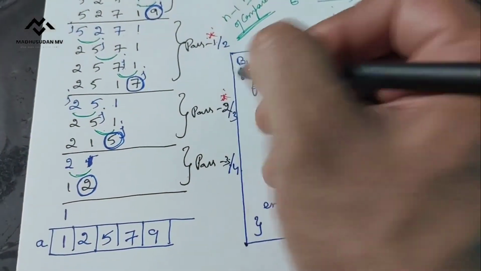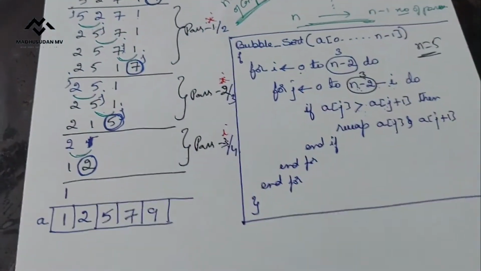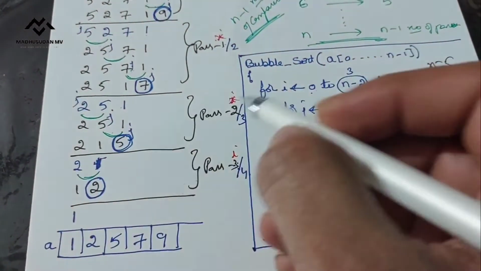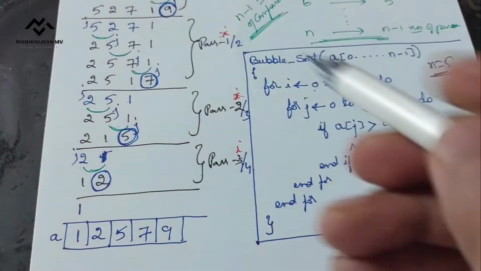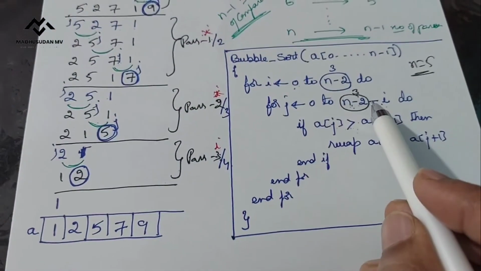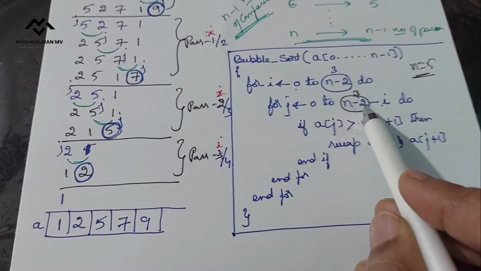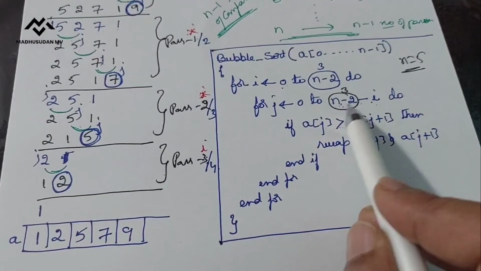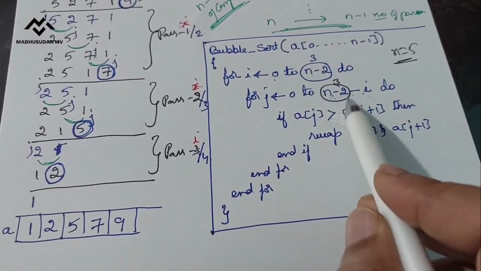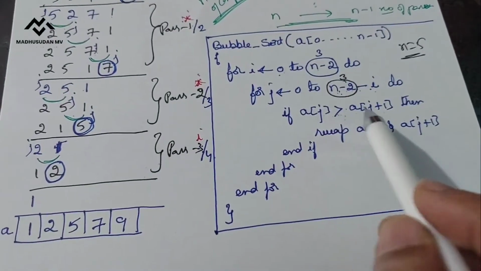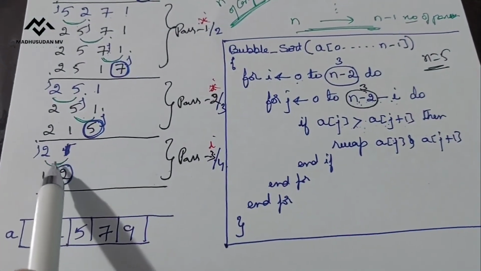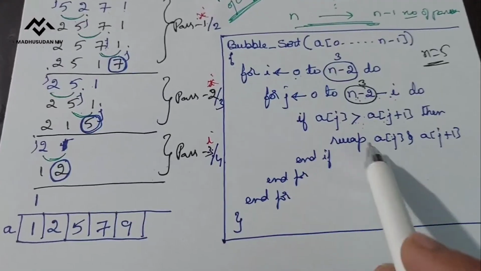Now I becomes 3. So now again J is initialized to 0. 0 less than or equal to 0, true. Now you see N minus 1 is 3, the I value is 3, and 3 minus 3 is 0. 0 less than or equal to 0, true, comes inside. A of 0 greater than a of 1, I am comparing these two. The condition is true, comes inside, and swaps.